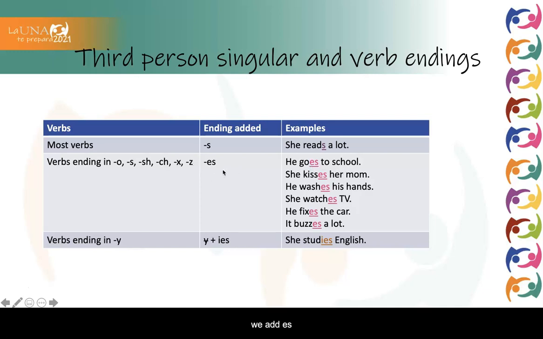We add ES. Verbs ending in S, as in kiss, she kisses her mom. If they finish with SH, as in this one, he washes his hands. CH, she watches TV. X, like he fixes the car. Z, as in it buzzes a lot.